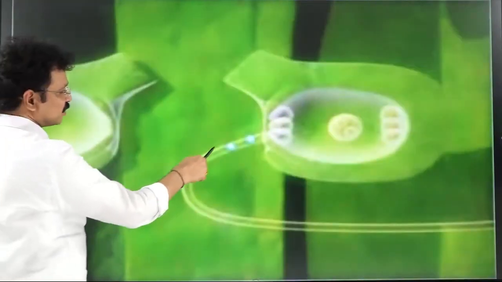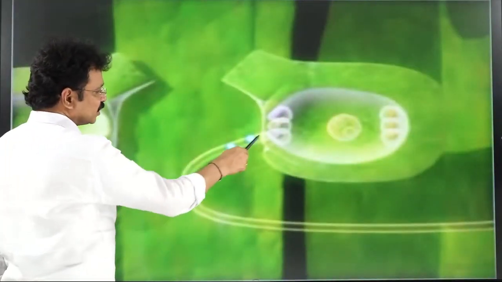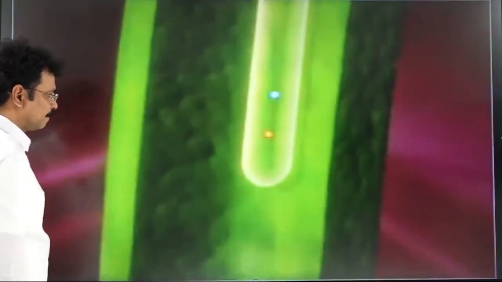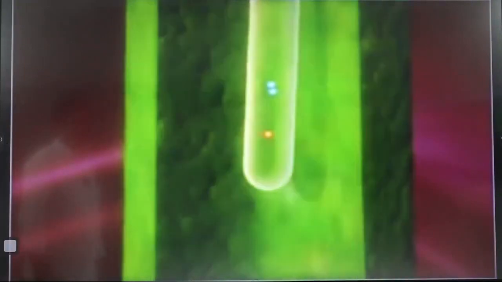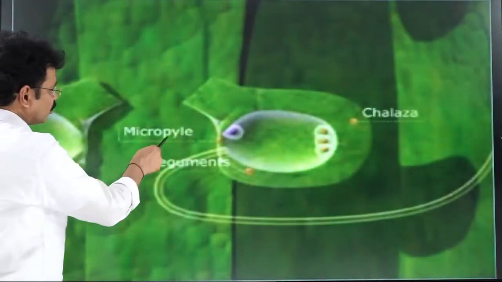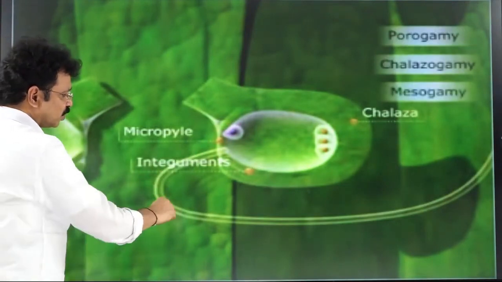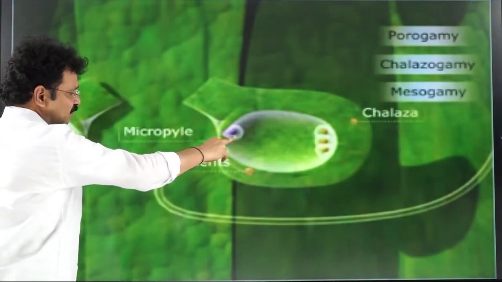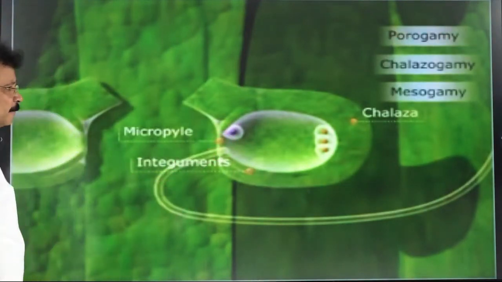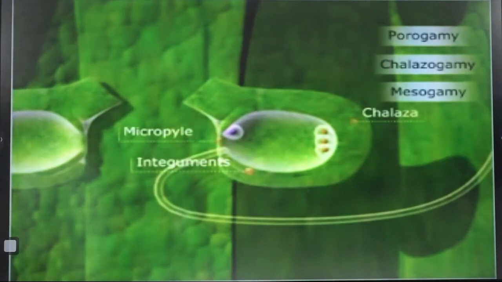The pollen tube acts as a sperm carrier. Finally, it will enter into one of the synergid cells. The micropylar area is one of the areas for entry of the pollen tube. The pollen tube receiving structure is the synergid cell.